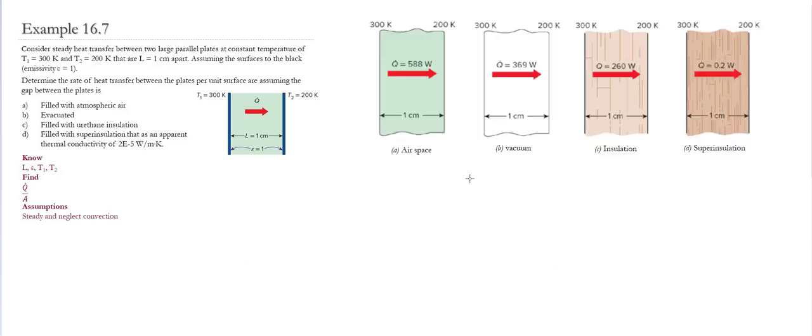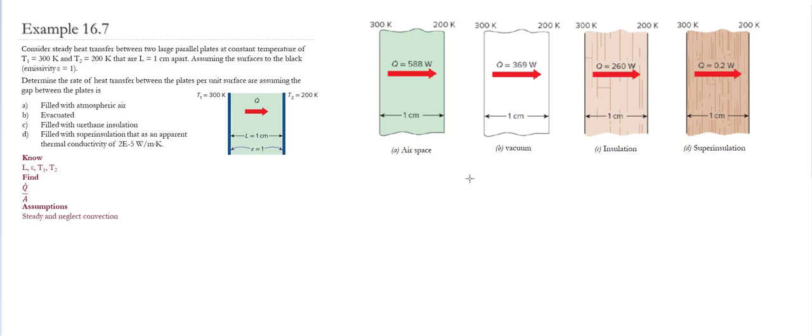This is a summary of the 4 results that we obtained in this problem. Notice that the highest amount of heat transfer rate that takes place is going to be when the space between the plates is air. The lowest that you're going to have is going to be 0.2.